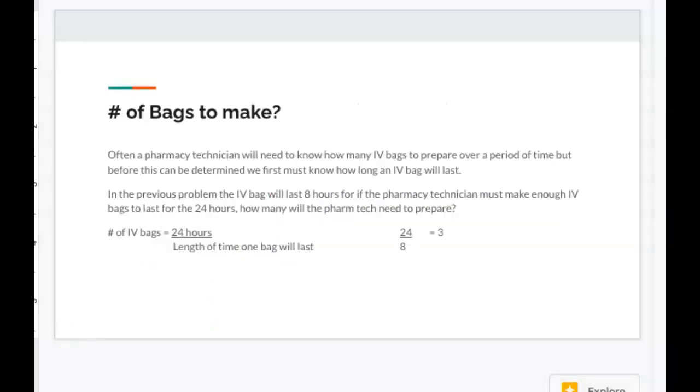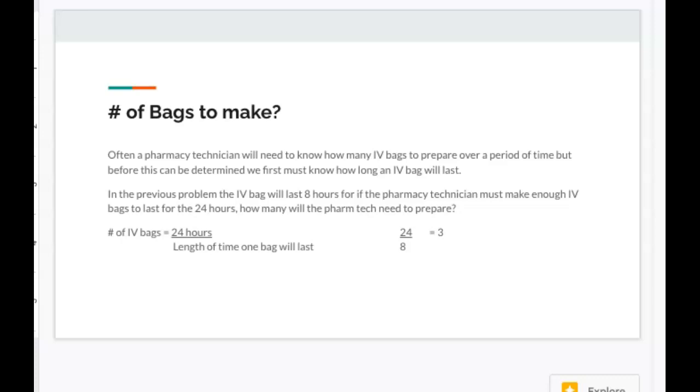So a lot of times when we're looking at flow rates also, this is often what the pharmacy tech needs to do. They need to know the number of bags to make. Like, how many bags am I going to prepare for the next 24 hours? Because I have an 8-hour shift. I'm going to be there for the next 8 hours, but this patient's going to be here for 24 hours, and they can't run out of IV fluid for the next 24 hours. So I got to make enough IV bags to send up to the floor to the nursing unit so that they can make sure that they have a constant infusion going on for the next 24 hours.